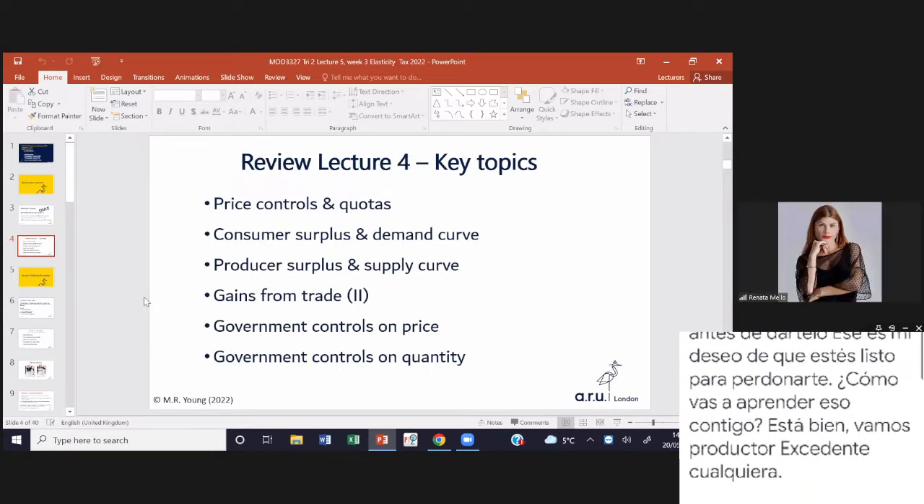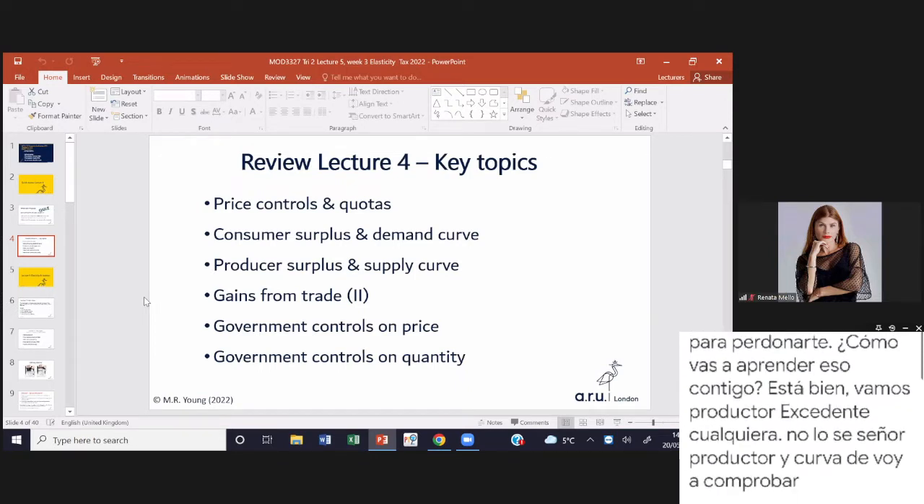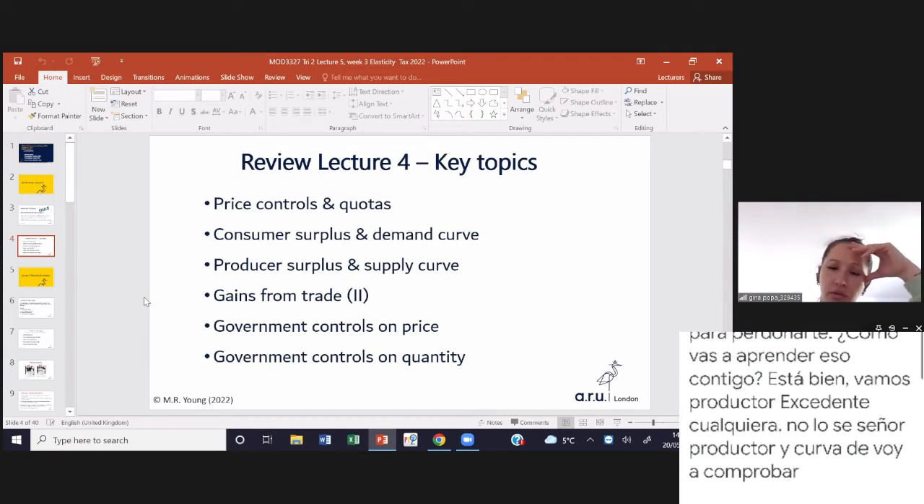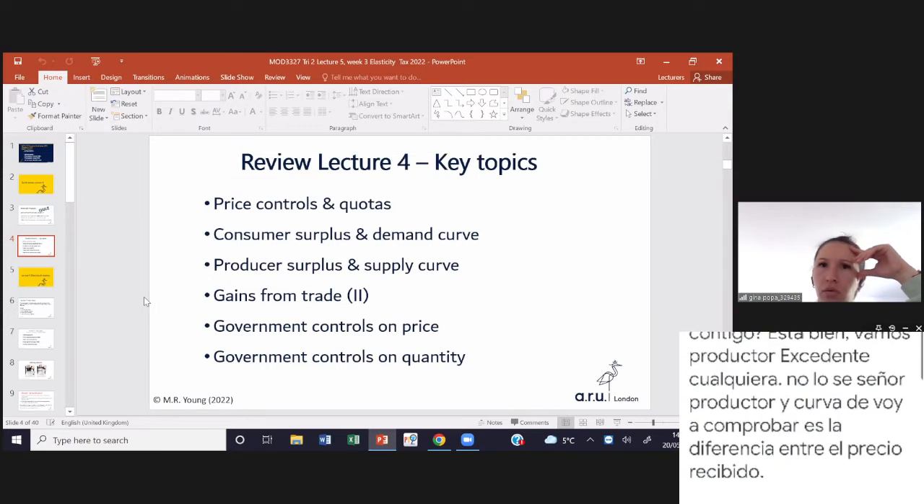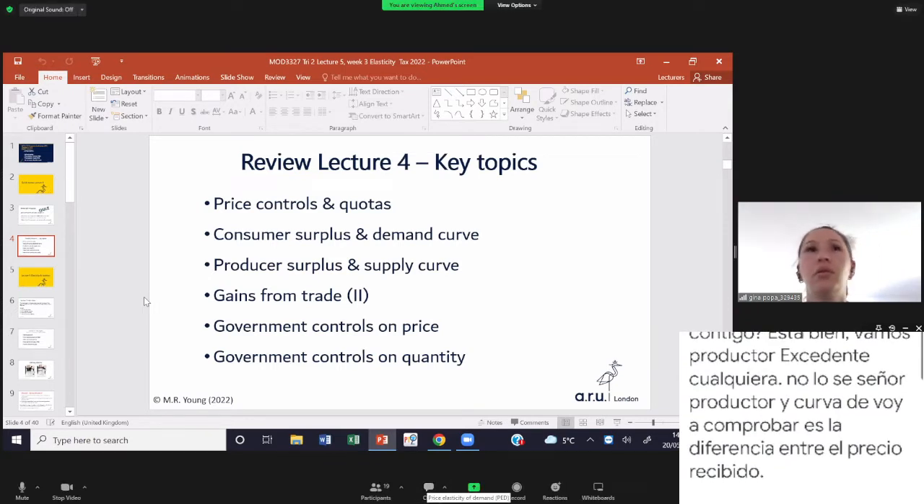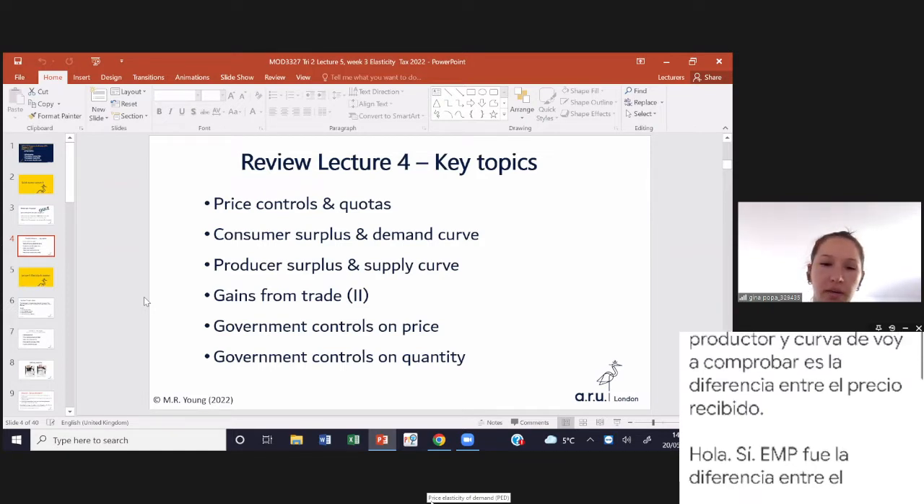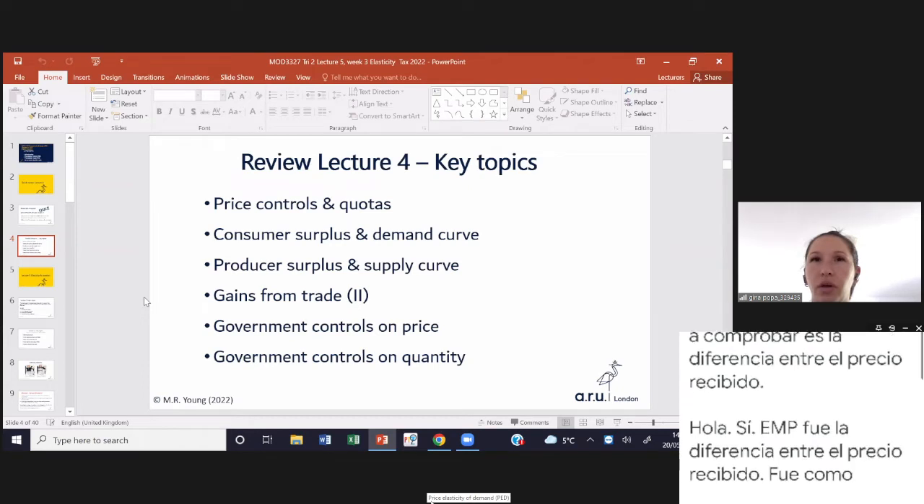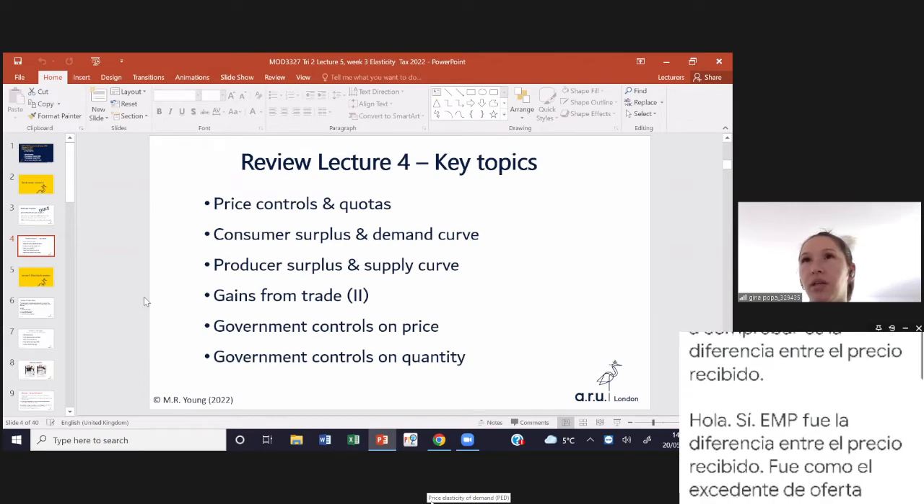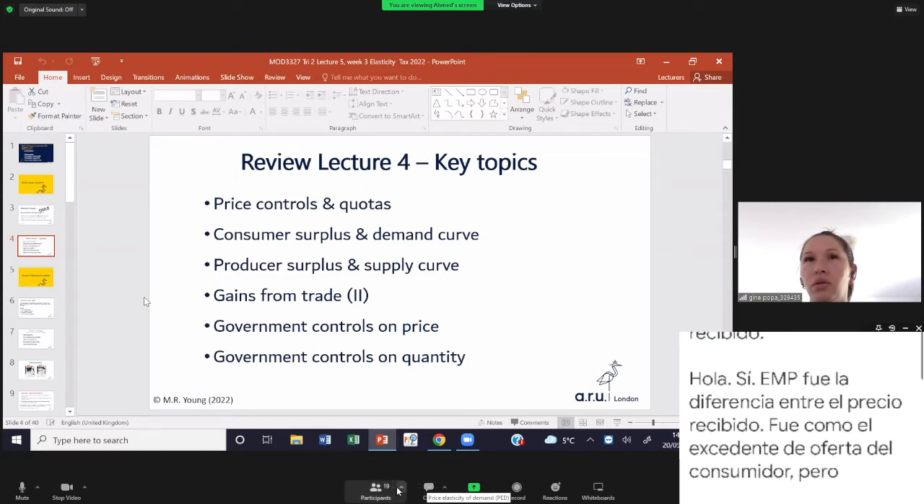I don't know, sir. Producer and supply curve. I'm going to check. It is the difference between the price received. It was like the consumer surplus, but on the business side, like producer surplus. Okay, that's not clear at all. Anybody else have an idea?